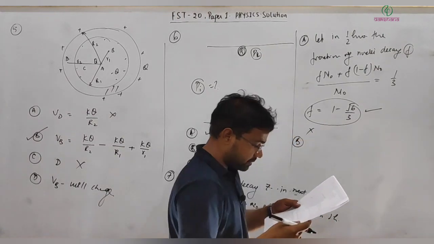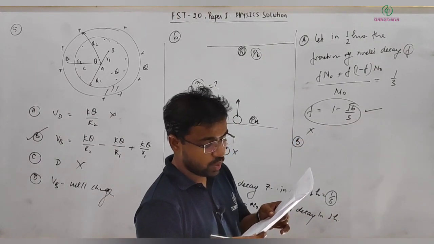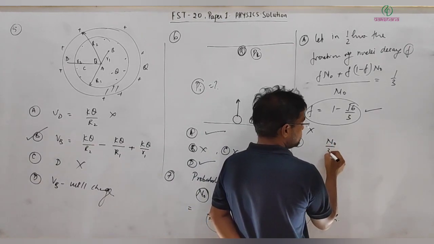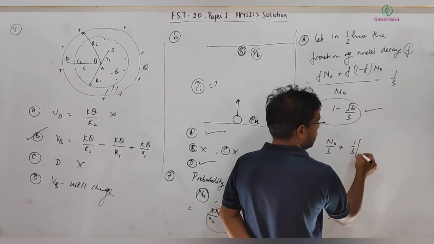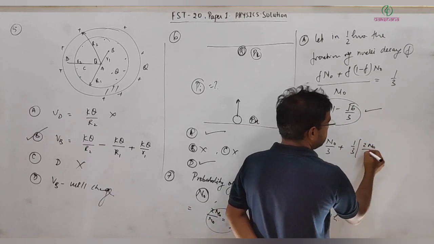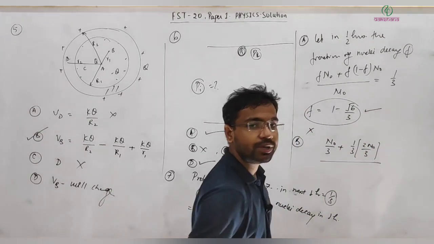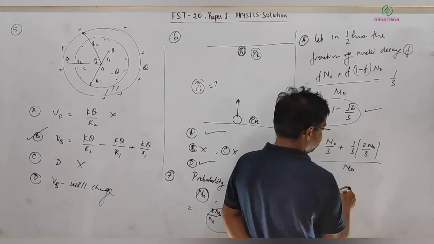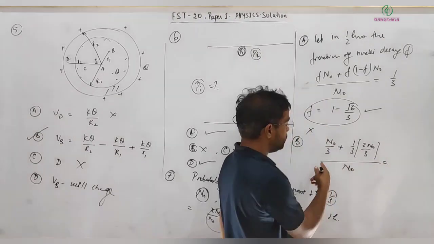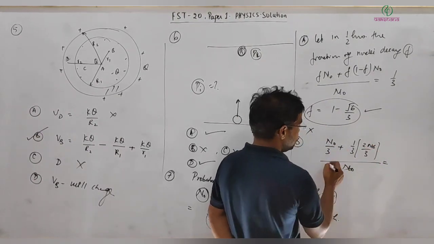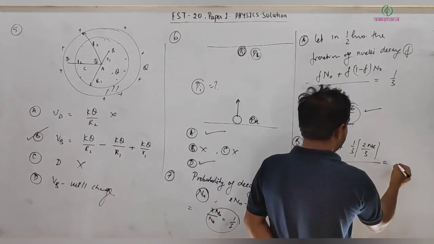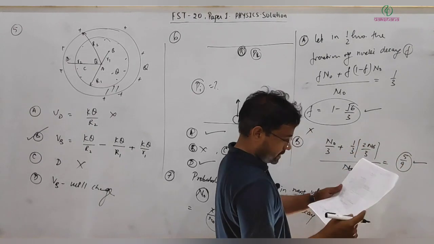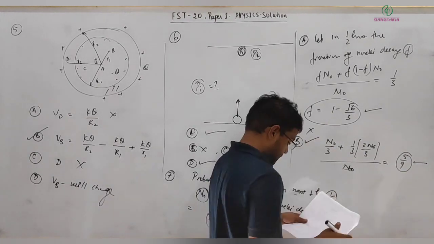B, probability of decay in the next 2 hours. So for the next 2 hours I can write: in 1 hour it's 1 by 3, in the next 1 hour it's 1 by 3 of 2 by 3. So this many nuclei will decay in 2 hours divided by the original nuclei, and this is the probability of decay in 2 hours. That comes out to be, N naught gets cancelled, it's basically 1 by 3 plus 2 by 9, so it will be basically 5 by 9, and that option matches. So B is the correct option.